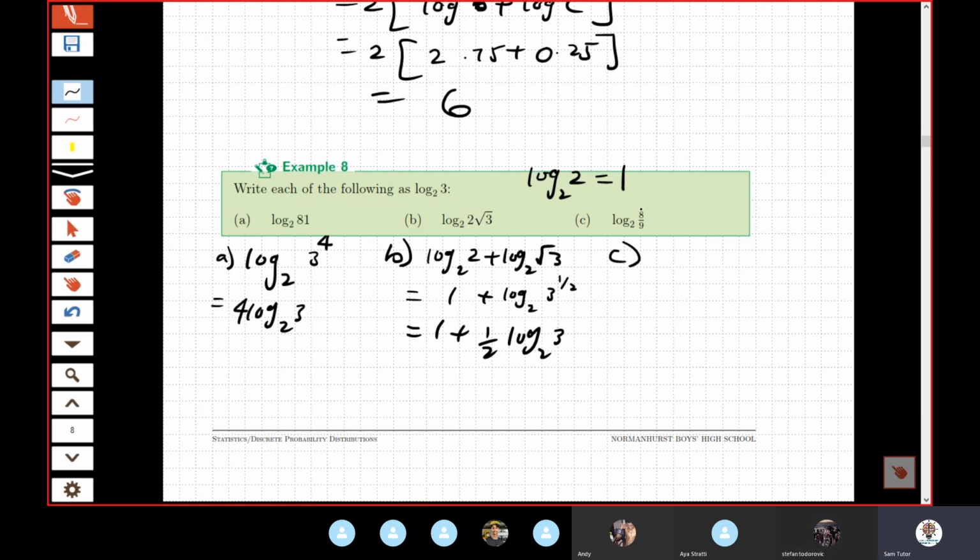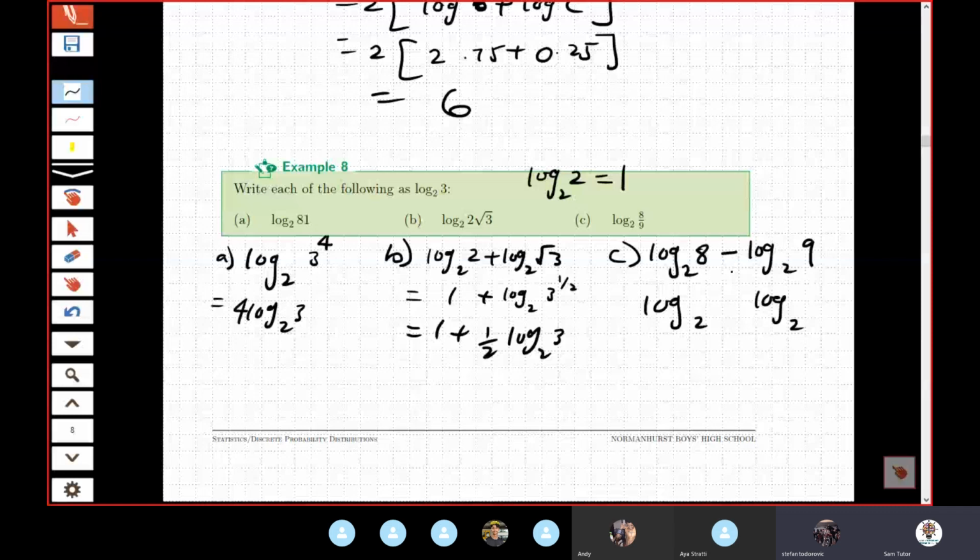Last one, C, log 8 over 9. What are you going to write? Log 8 minus log 9. And then 8 is going to become what number? Log 8 can become anything, can't it? 2 cubed. And log 9 can be 3 squared.